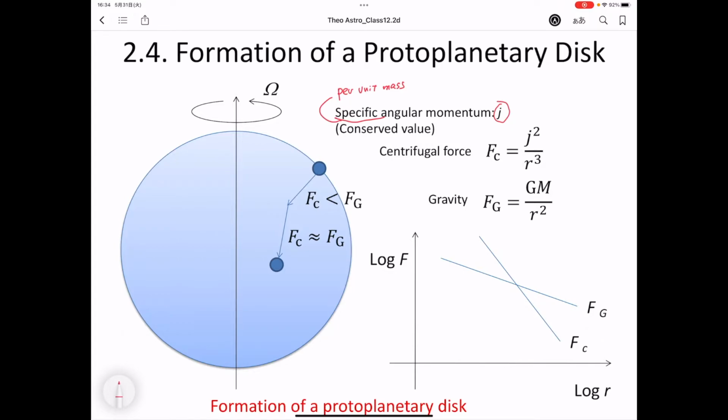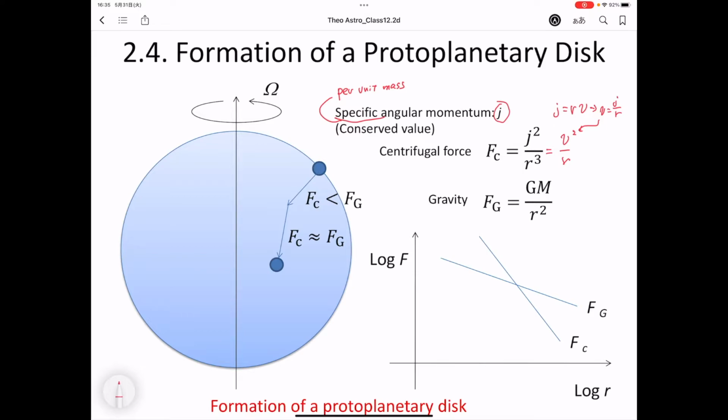Then the centrifugal force is given by V squared over R. And J is expressed as R times V. So you can substitute V equals J over R. You can substitute here. Then it becomes J squared over R cubed. This is the magnitude of the centrifugal force acting on the particles. The gravity from the inner regions, F sub G, equals GM over R squared.